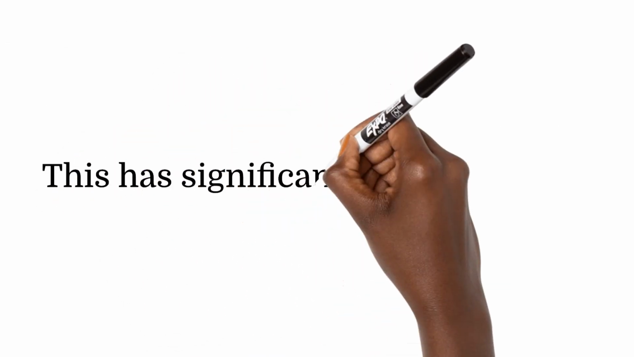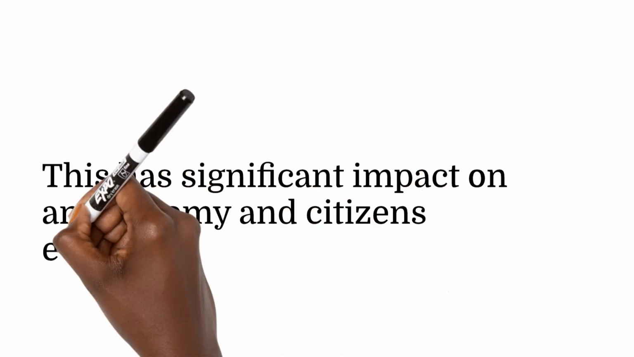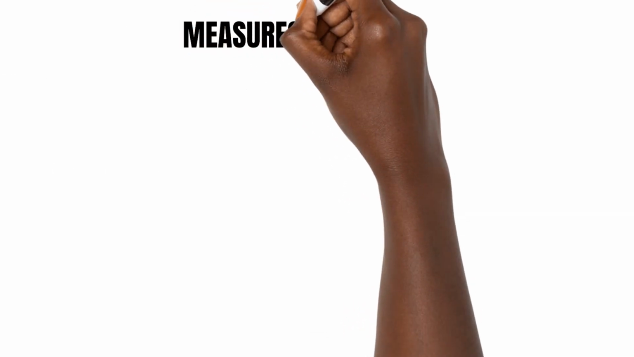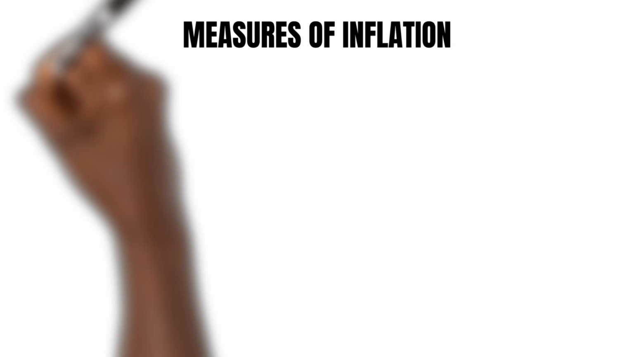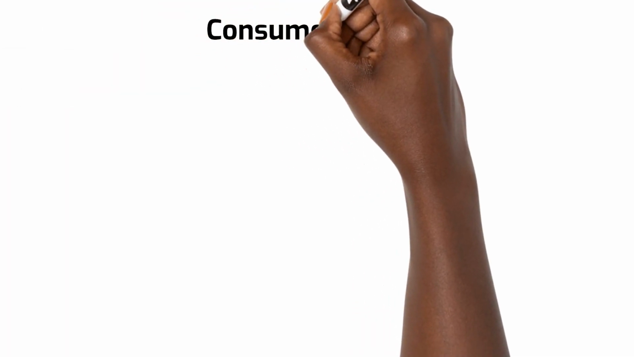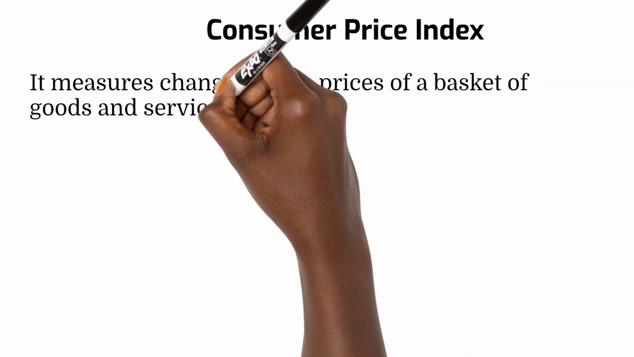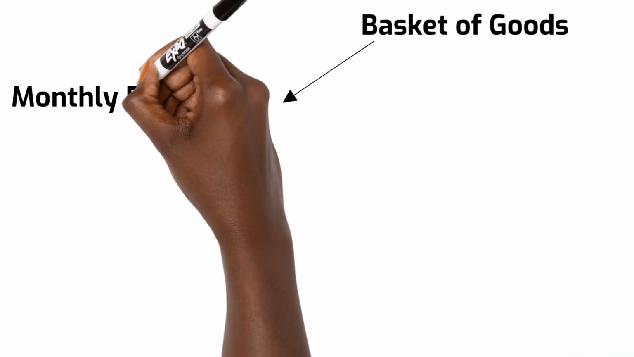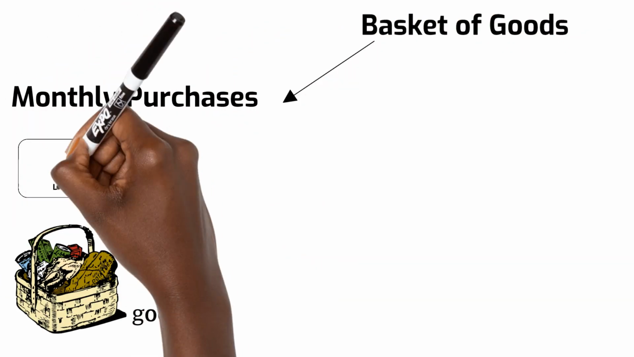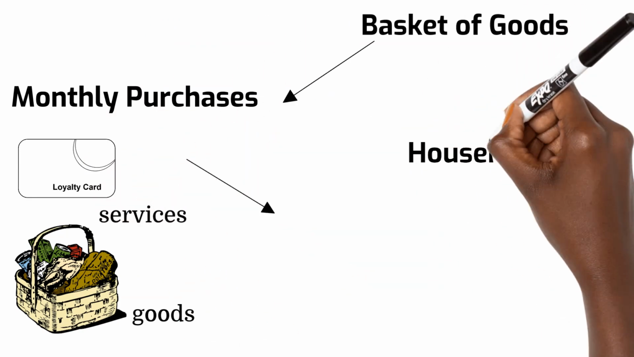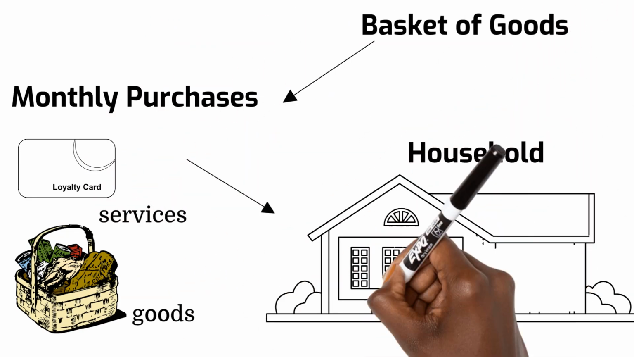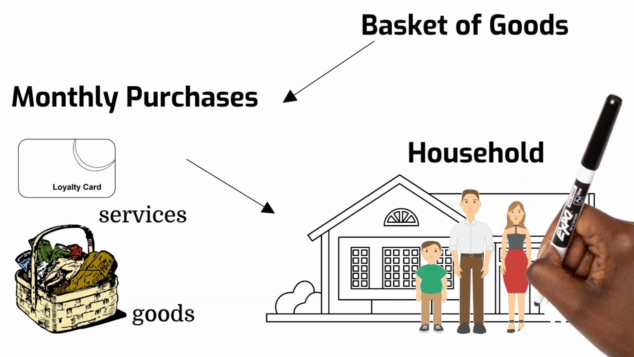This concept can have a significant impact on an economy and its citizens, especially in the long run. Inflation is typically measured using a price index such as the Consumer Price Index. The CPI measures changes in the prices of a basket of goods and services that are typically purchased by consumers. The basket is representative of the consumption pattern of a typical household.